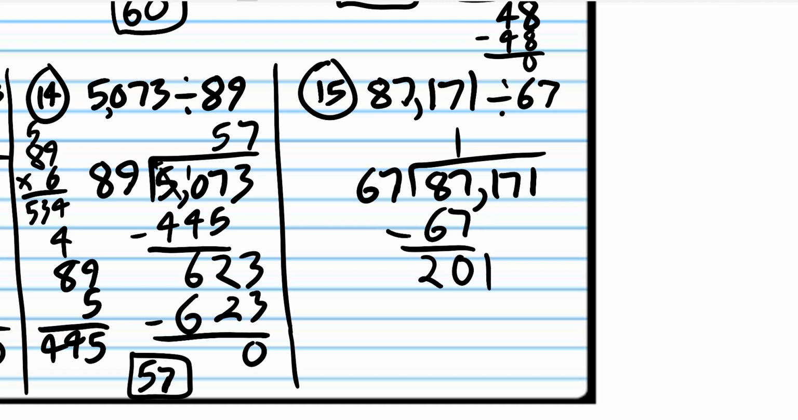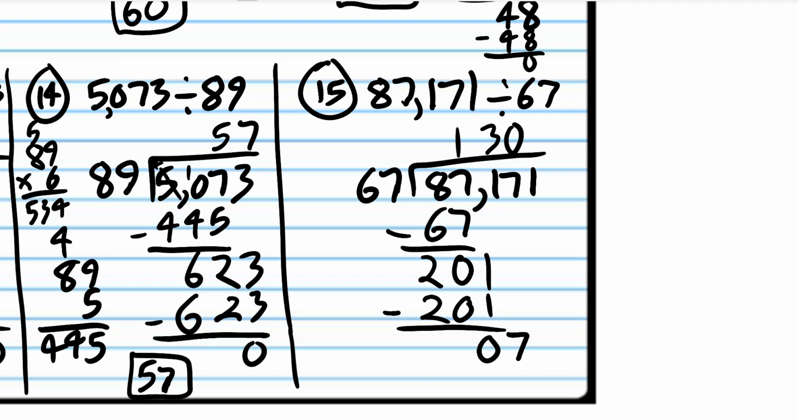Bring down the 1. Now, how many times does 67 go into 201? Well, I'm going to try 3 times, and I'm going to do this in my head because I don't want to bore you here. 3 times 67 is 201. It just so happened that it ended up the exact number there. 201 minus 201 is 0. As usual, we have to bring down the next number. After we bring down the next number, 67 still doesn't go in. So you know what that means? We have to put a 0 up here.